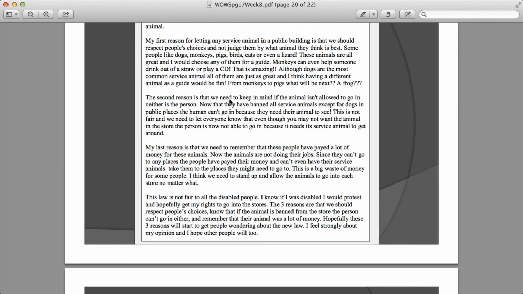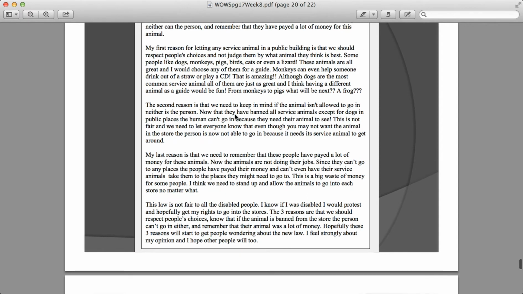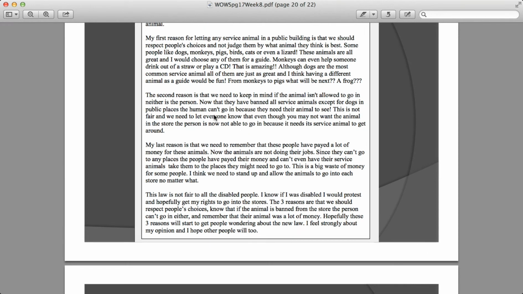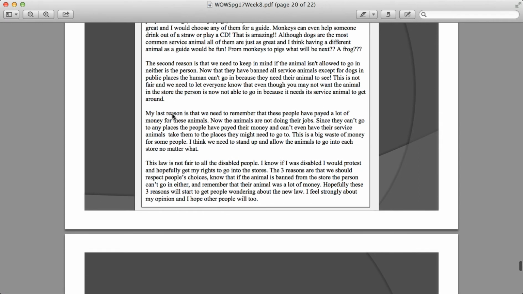All right, second reason, we need to keep in mind that if an animal isn't allowed to go in, neither is the person. And again, go back up here. Is that the same order that she mentions or he mentions? Yes, it is. Now that they have banned all service animals except for dogs in public places, the human can't go in because they need their animal to see. This is not fair, and we need to let everyone know that even though you may not want the animal in the store, the person is now not able to go in because it needs its service animal to get around. Now the last reason.